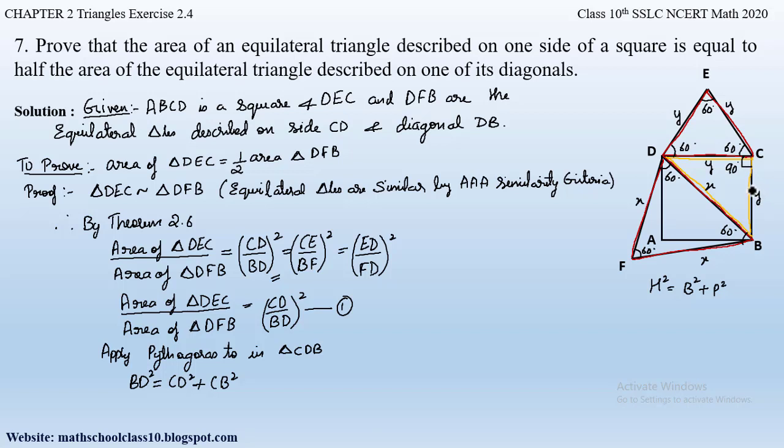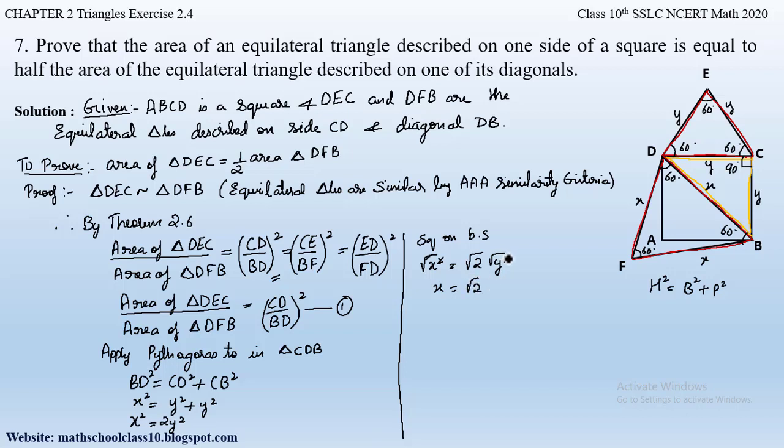Now let us substitute the value of these sides in triangle CDB. So what is BD square? It will be X square is equal to CD square, which is Y square, plus CB square, again Y square. So X square is equal to 2Y square. Now let us take square root on both the sides. Square root of X square is equal to square root of 2 into square root of Y square. The square and square root will get cancelled and you're left with X is equal to root 2, and even here the square and square root will get cancelled and we will get root 2 Y.